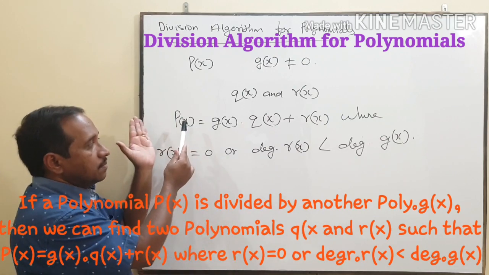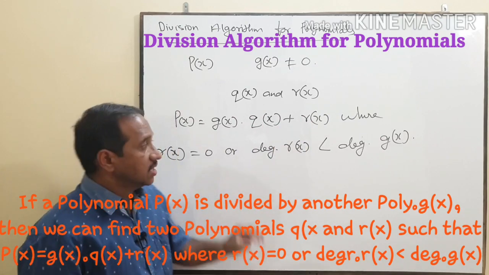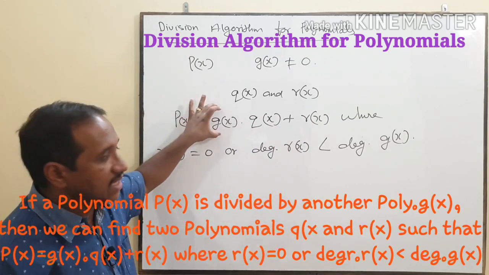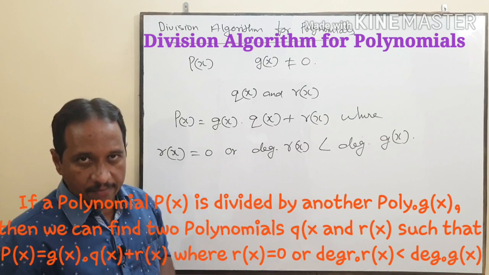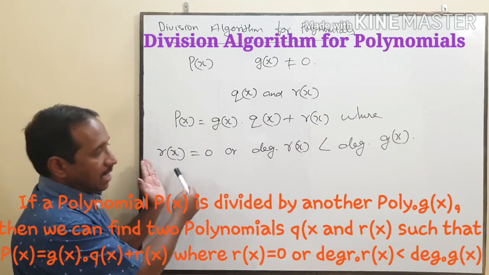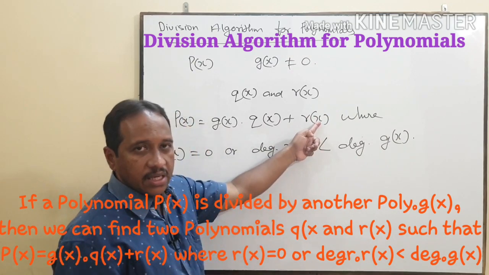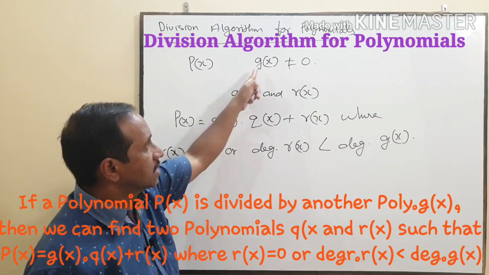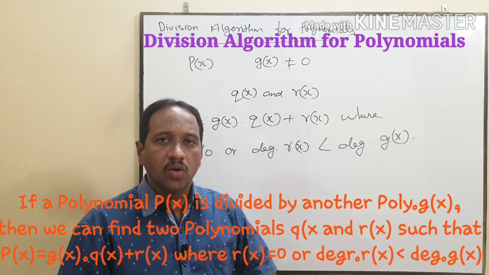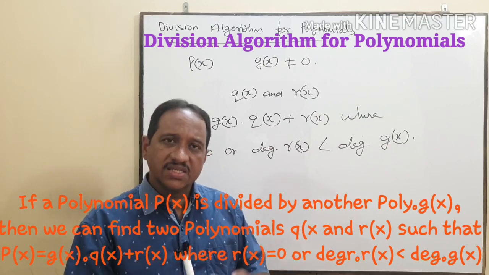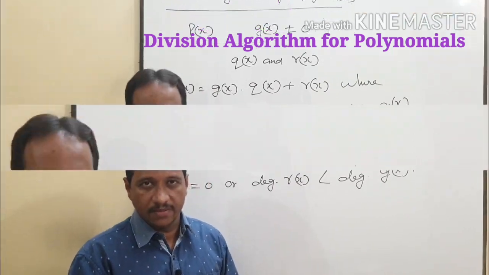So here we have p of x is equal to g of x into q of x plus r of x, means dividend polynomial is equal to divisor polynomial into quotient polynomial plus remainder polynomial, where remainder polynomial can be equal to 0 or degree of the remainder polynomial is always less than the degree of the divisor polynomial. This is the statement of a division algorithm for polynomials. Let us illustrate this division algorithm for polynomials through an example.